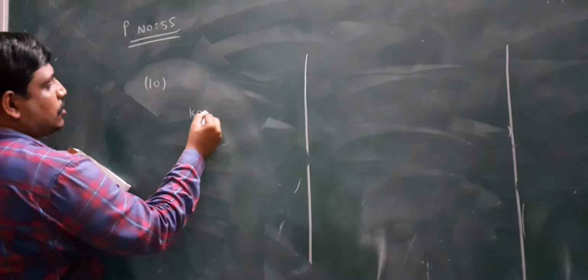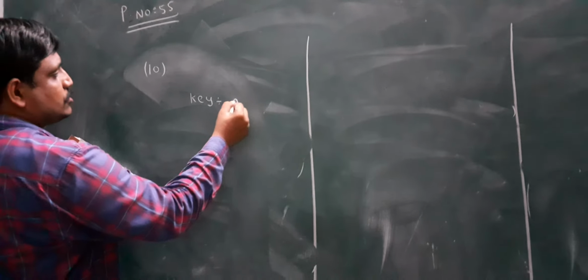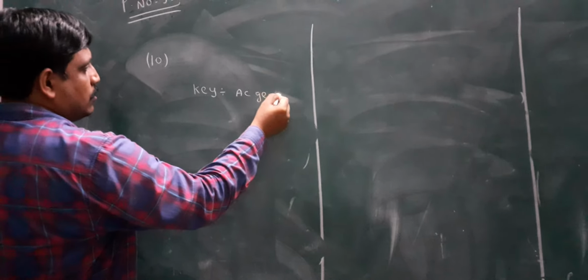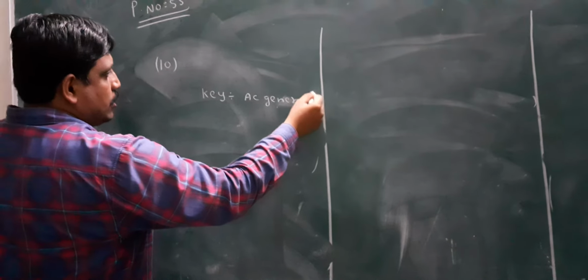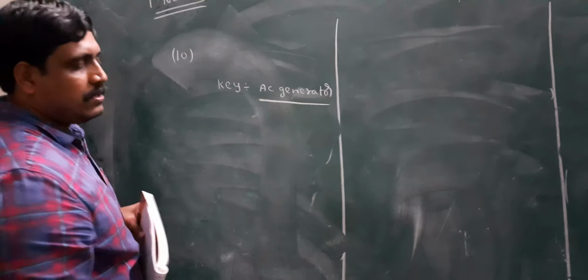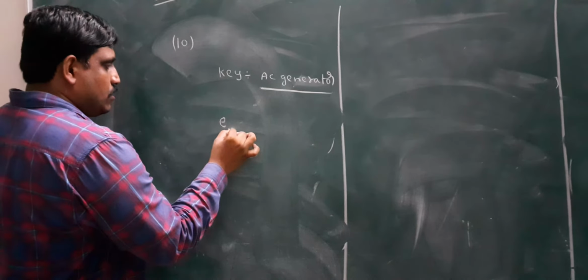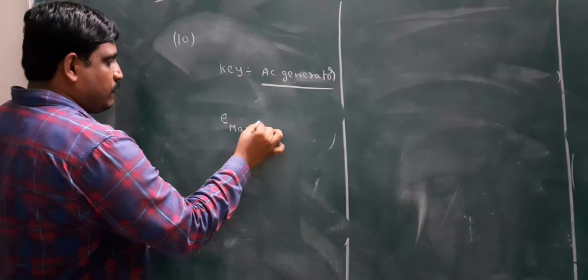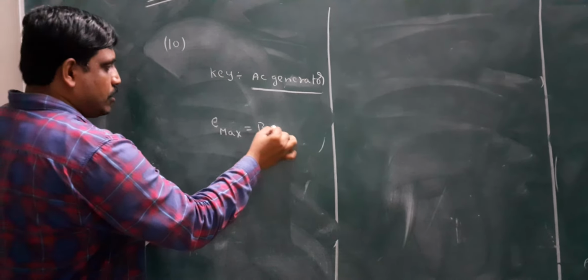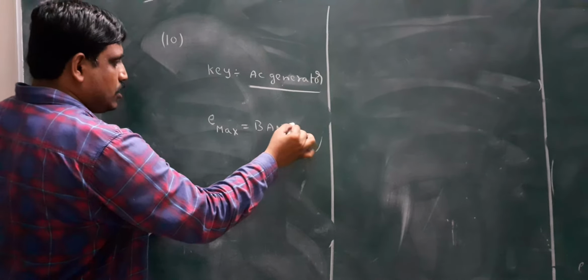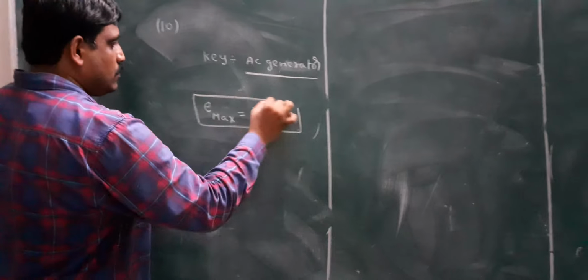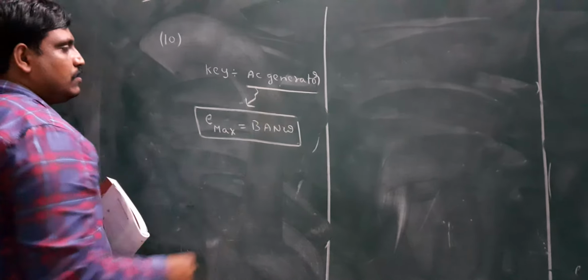All values substitute here to determine the magnetic field induction. Keyword in the problem: AC generator. This is completed in the next week's syllabus. For an AC generator, the maximum EMF developed in the coil formula is BAN omega.